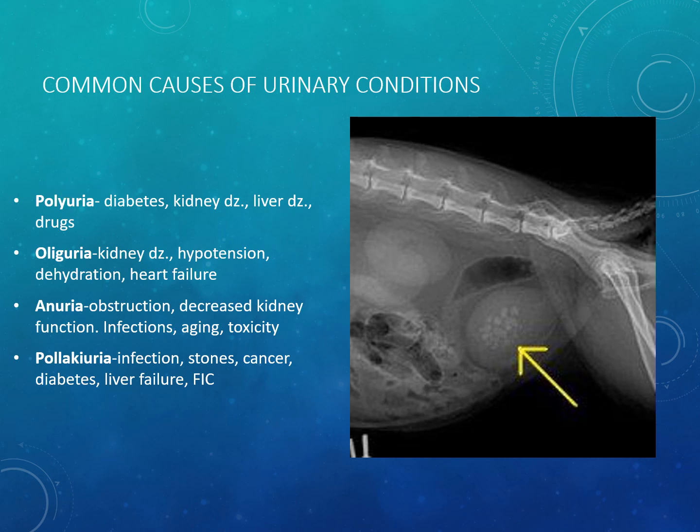And for increased frequency of urination, polyuria, when there's increased frequency, that is usually due to infections or UTIs, bacterial infections, also diabetes, cancer, stones. So they're peeing more probably because they can't empty the bladder. So we have little bits of urine coming out all the time because the bladder is having trouble emptying. Liver failure, and also a condition called FIC, which is feline idiopathic cystitis.